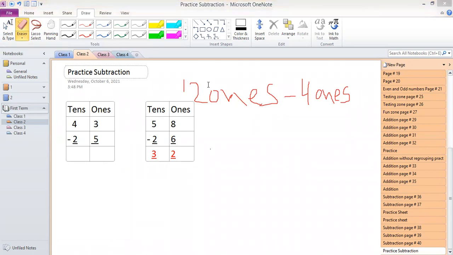43 minus 25, and for this I am going to take one more student, Hamza Muhammad. Yes, sir. Hamza Muhammad, we have to subtract 25 from 43. So subtract the ones first. 3 minus 5. 3 ones minus 5 ones.